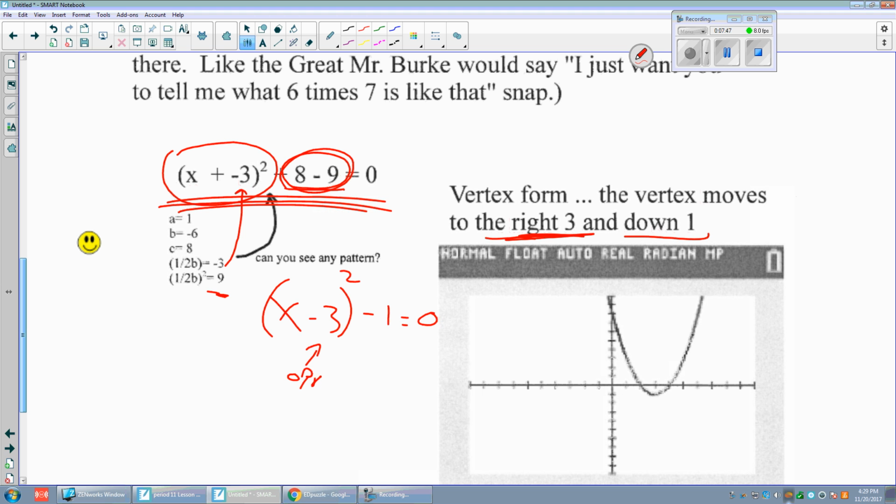Opposite, same. Same, up and down. Opposite, left, and right.